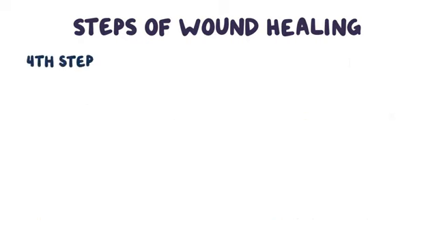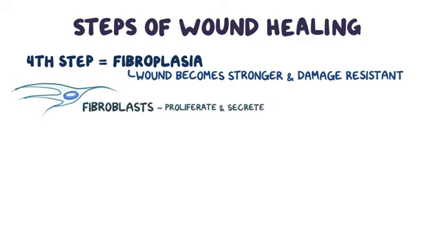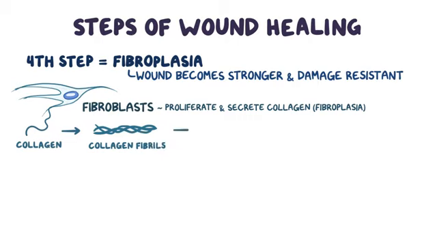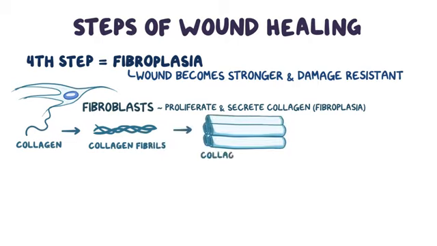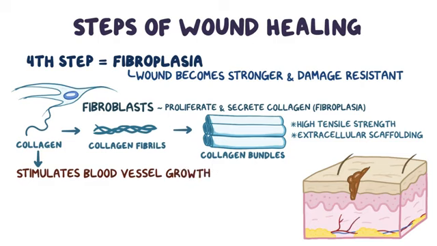The fourth step of wound healing is called fibroplasia, and that's where the wound becomes stronger and resistant to further damage. During this step, fibroblasts in the dermis proliferate and secrete a long fibrous protein called collagen in a process called fibroplasia. Collagen proteins assemble to form fibrils, and collagen fibrils assemble to form collagen bundles, which have high tensile strength, and it acts as the extracellular scaffolding that holds together the newly formed epidermal cells. Collagen also stimulates new blood vessels to grow in the area, a process called angiogenesis.